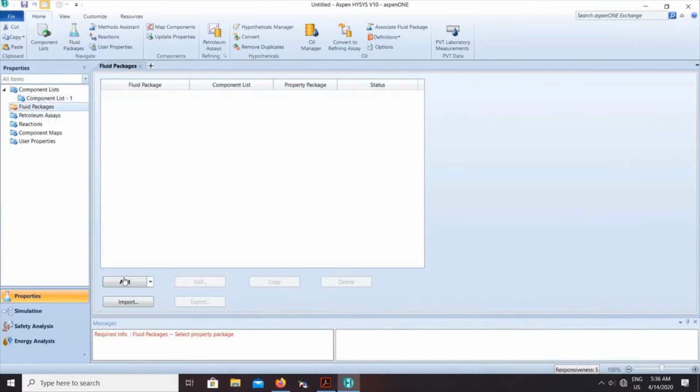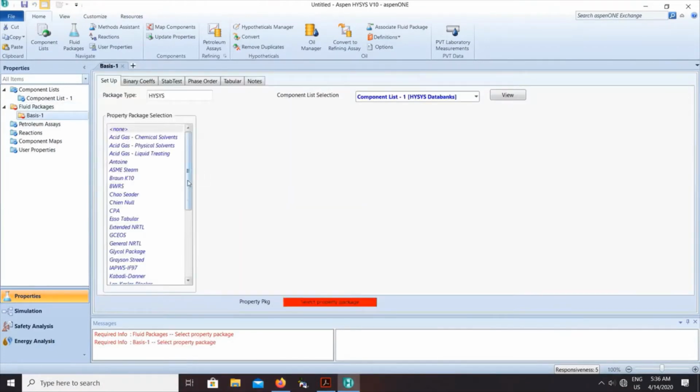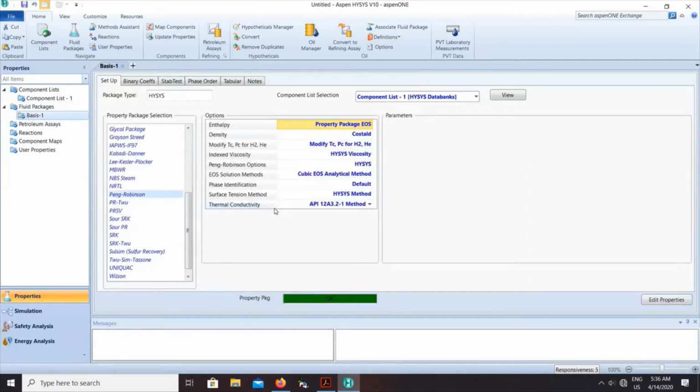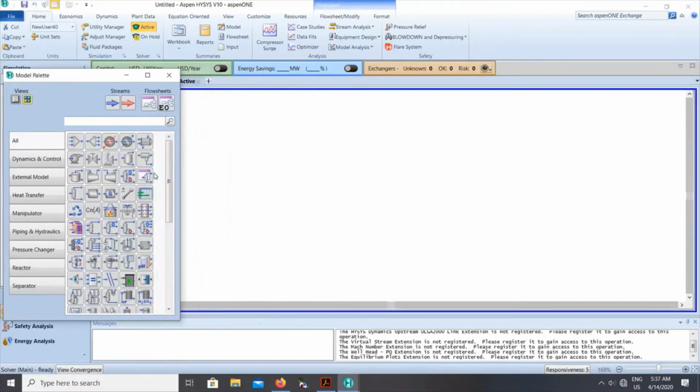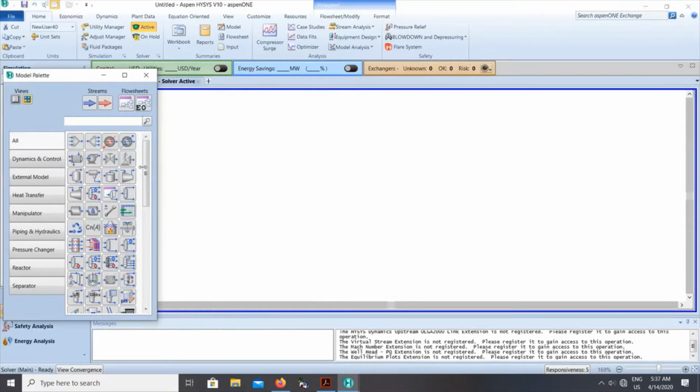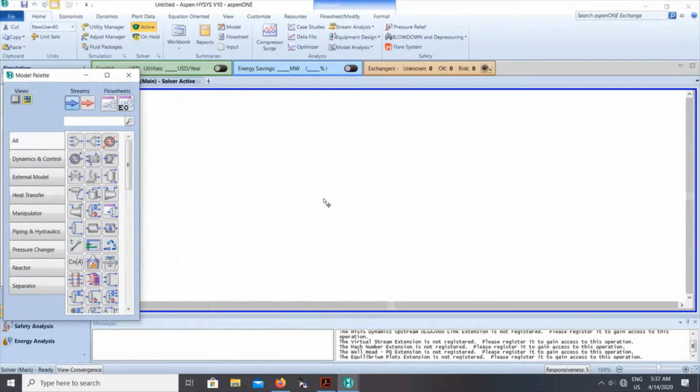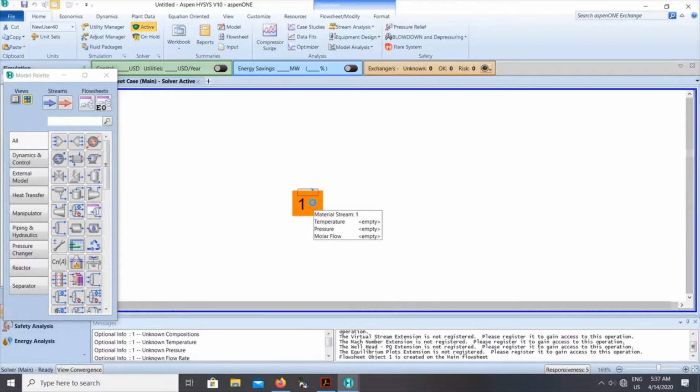The second thing we need to do is go to the fluid package and select a fluid package. The fluid package that we have in this case is the Peng-Robinson equation of state. So these are the two pieces of information that we need to provide. Once we finish with these two, we need to go to the simulation environment. In the simulation environment, the first thing we do is select your material stream.